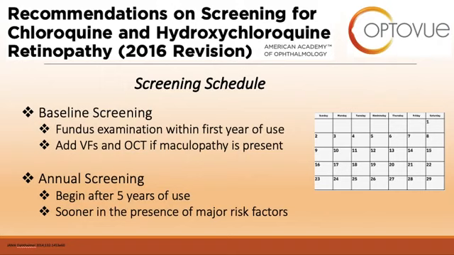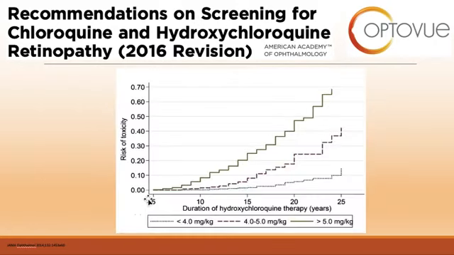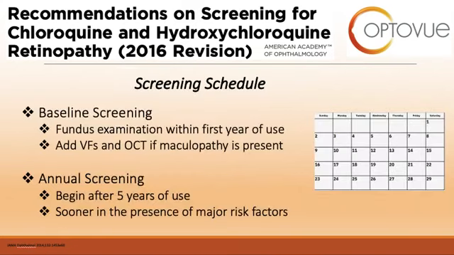Once we establish a baseline test, and assuming everything is normal, we can wait 5 years to do the next exam. The reason being, if you look back at this graph, from 0 to 5 years, there's almost zero risk of toxicity as long as the patient's taking the recommended dosage. So again, you can change this in your practice. I still tend to see my Plaquenil patients pretty frequently, but if you go by the AAO guidelines, they say that after the first 5 years, you should begin an annual screening.